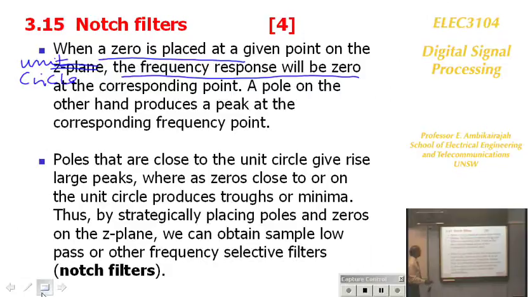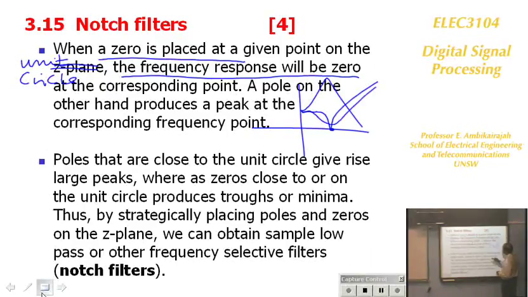A pole, on the other hand, produces a peak at the corresponding frequency point. So we know that. We've done that before. If you've got a pole, it will be a peak. If you've got a zero on the unit circle, it will come down and touch. If it's not on the unit circle, it will come around like that. So poles that are close to the unit circle give rise to a large peak, whereas zeros close to the unit circle produce a trough or minimum.